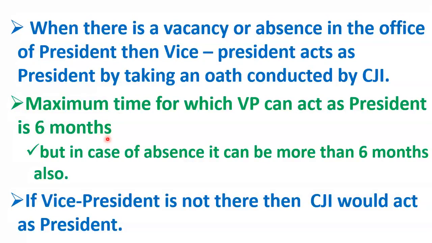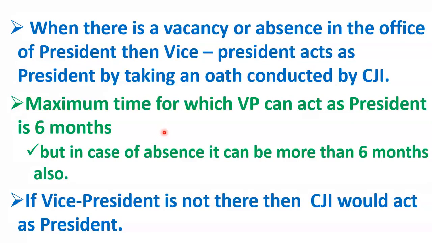But in the case of absence, it can be more than 6 months also. Now what does it mean? It means that if the office of the president is vacant, due to resignation, death or impeachment, then it is the duty of the election commission to conduct fresh elections within 6 months from the date of vacancy. The vice president cannot hold the office of president for more than 6 months in the case of vacancy.